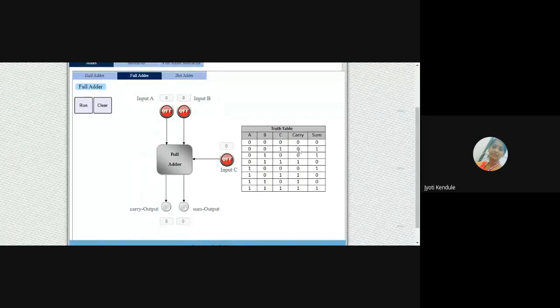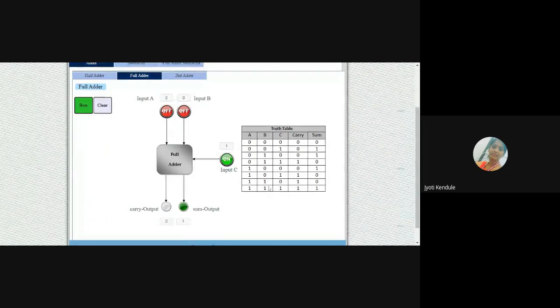What kind of output should I get? Carry 0, sum should be 1. See here, 0, 0, C 1. We have to run this and verify. See, the second row I have considered here. A, B 0, 0 घेतला मी इथे. And C काय घेतला तुम्ही, 1 घेतला. Okay, so here carry is 0 and sum is 1. So after execution I am getting sum. LED glow झाला याचा अर्थ काय आहे? LED glow झाला याचा अर्थ here it is, sum is 1, carry is 0.